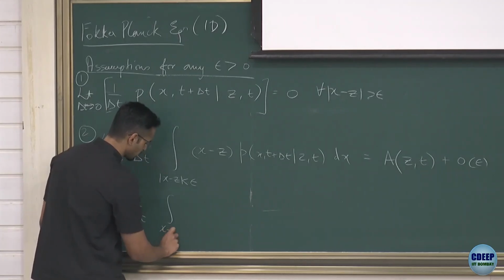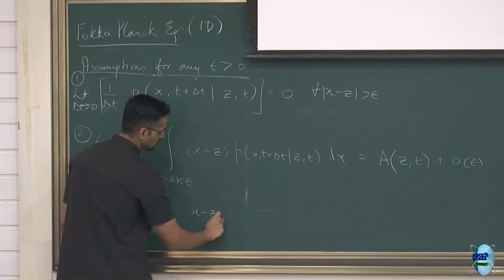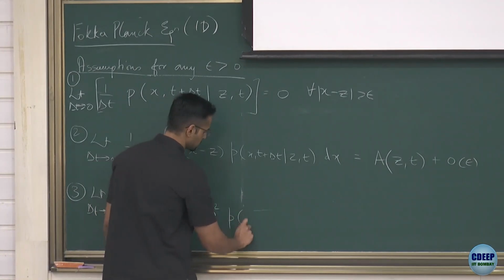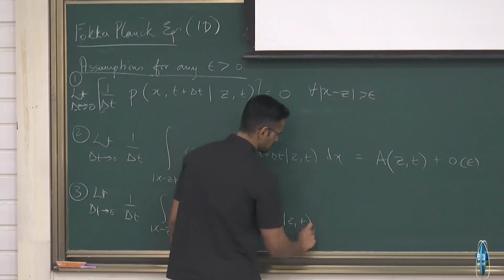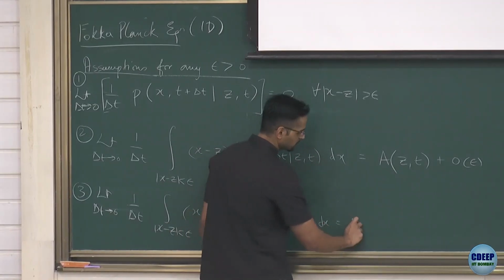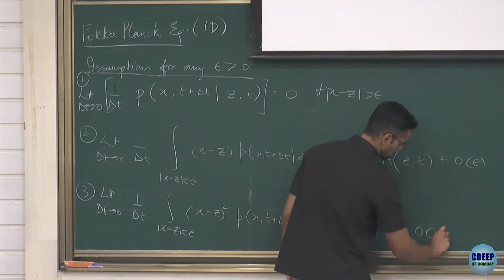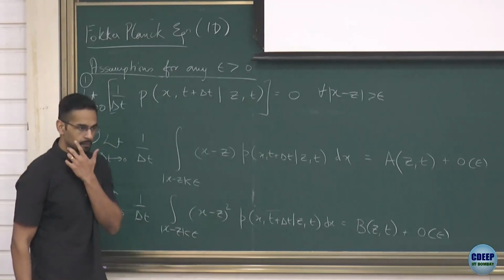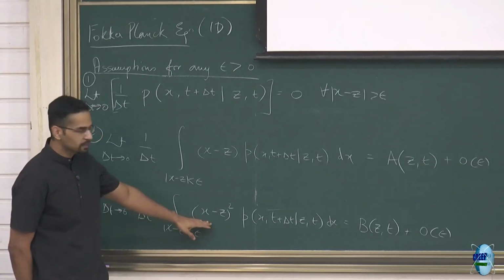Okay, again we are going to look at small steps. Okay, x minus z squared. And the same story. And now I'm going to call this B. Okay. So you see, this is like the second moment.